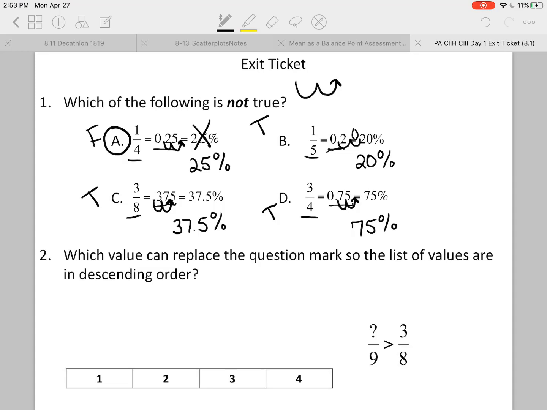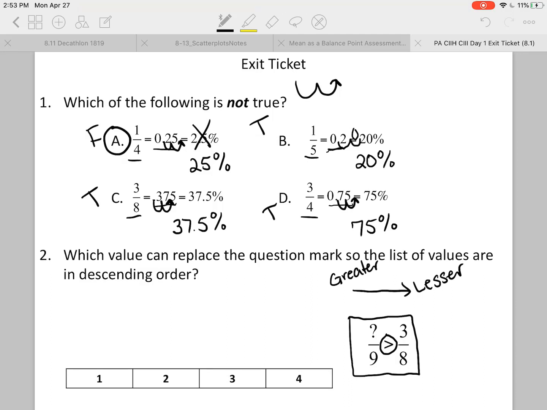For number 2, which value can replace the question mark so that the list of values are in descending order? So if we look at our inequality here, we're given 2 hints. Descending means we're going down, which means that this is the greater value, and this fraction is the lesser value. We're also told by the inequality symbol that the first fraction is greater than the second fraction.